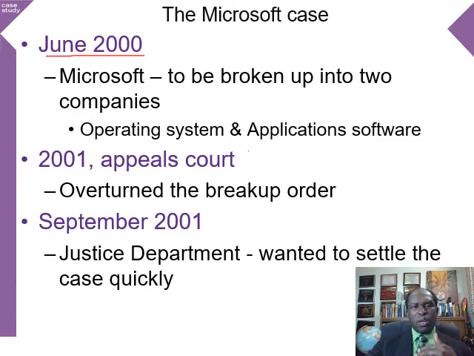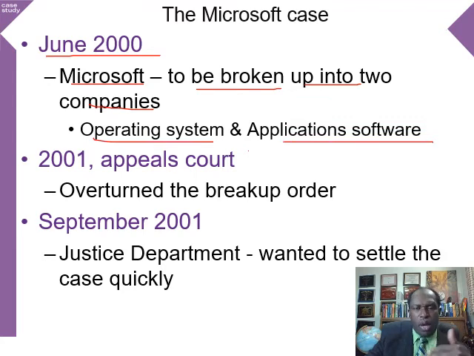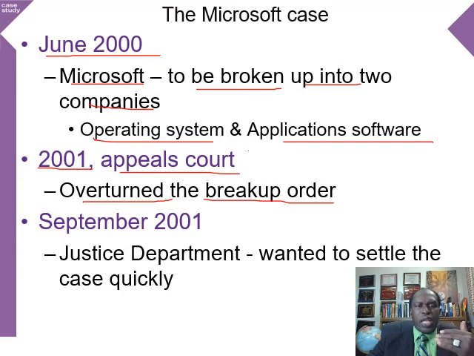In a ruling in June 2000, the court found that Microsoft should be broken up into two companies. The first would be operating systems, and the second would be application software. Microsoft appealed, and in 2001 the court of appeals overturned the breakup order. In September 2001, the Justice Department wanted to settle the case quickly so that it doesn't drag on in the courts.